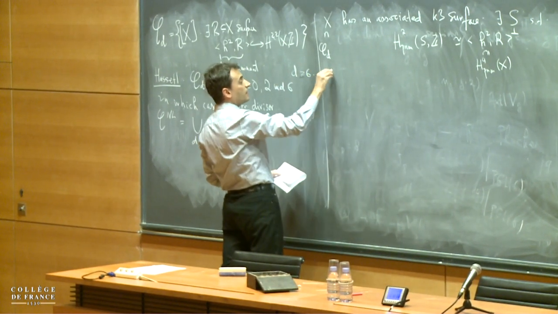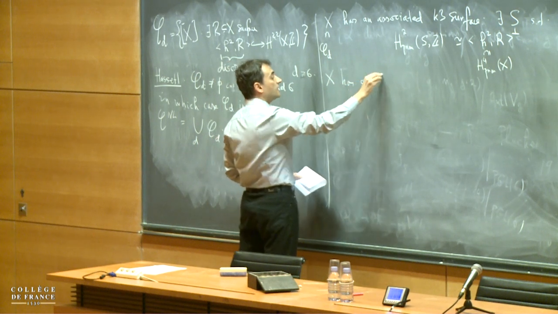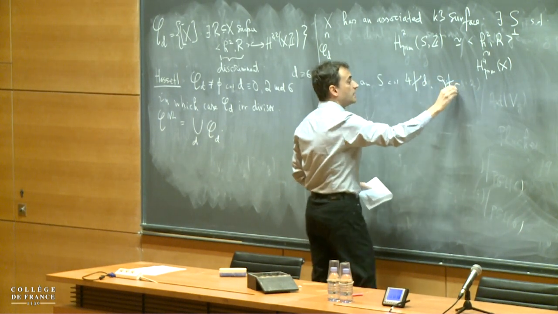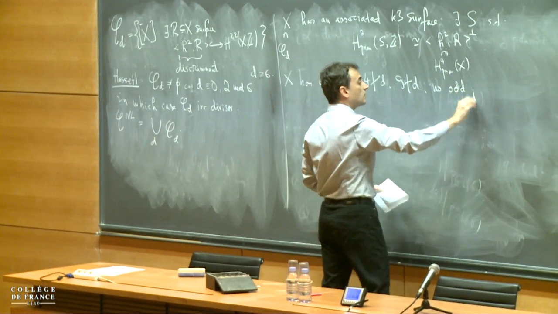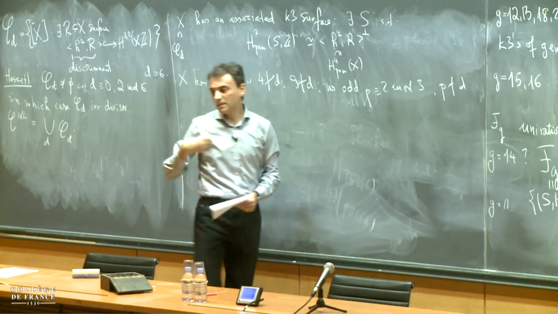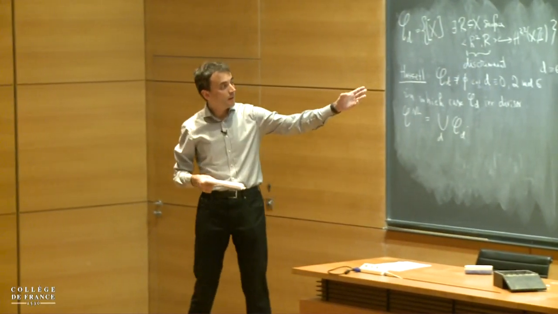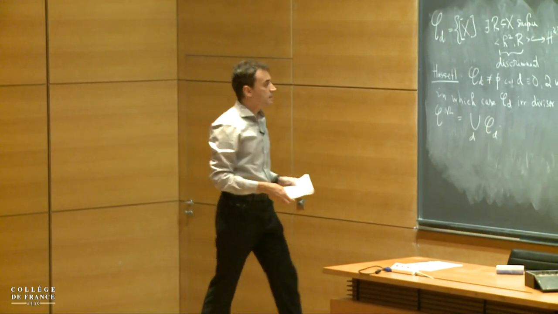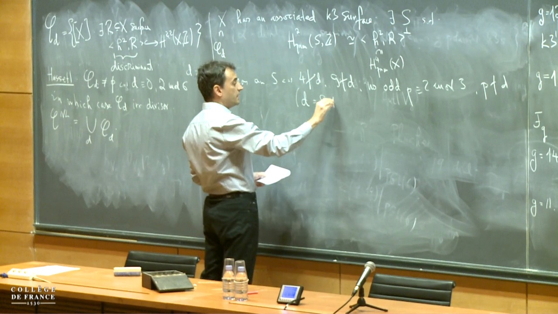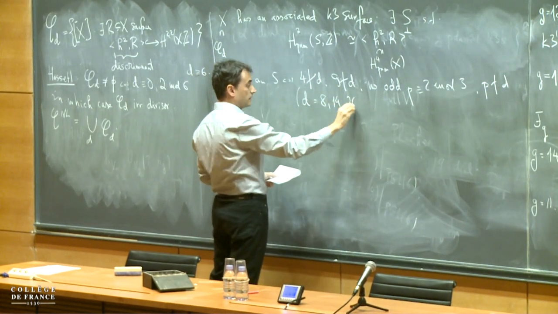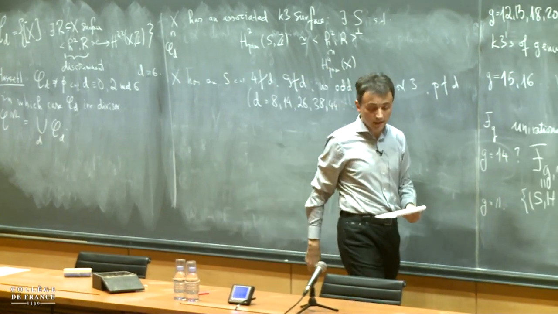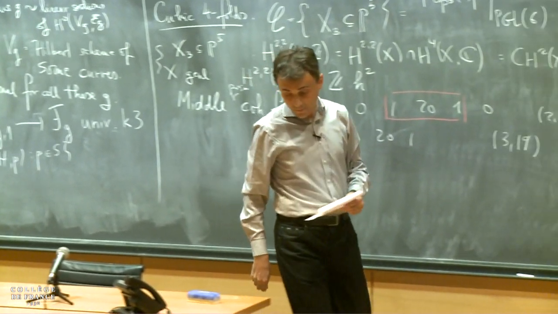So X has an associated K3 surface S if 4 doesn't divide d, 9 doesn't divide d, and no odd prime congruent to 2 mod 3 divides d. So this is a question that certain integers are not represented by a quadratic form. The sequence of integers you have here is 8, 14, 26, 38, 44, and so on. So these are the K3-like cubic fourfolds.